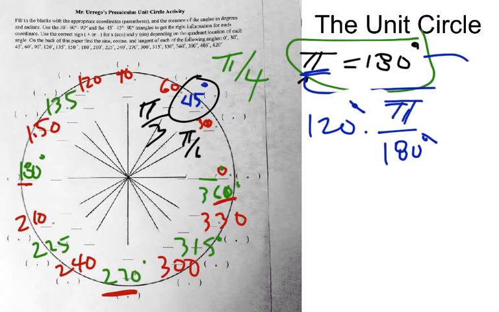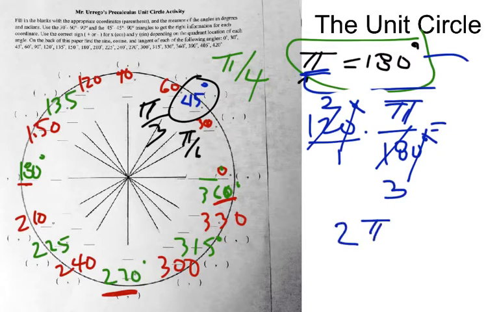Now I make that 120 into over 1, and I start reducing. 0 from the top, 0 from the bottom. Now a number goes into 12 and 18: 6. So 12 divided by 6 is 2, 18 divided by 6 is 3. So I'm going to have 2 pi over 3. So 120 is 2 pi over 3.